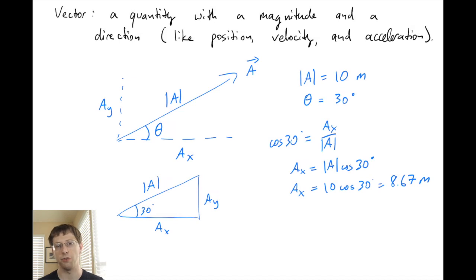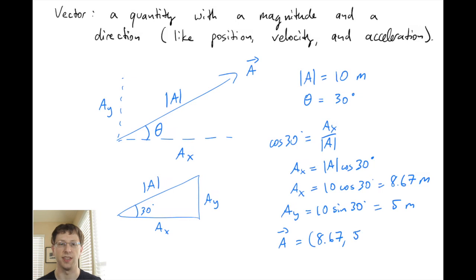We can do the same thing for a_y. a_y will be equal to the magnitude of the vector times sine of 30. And when we calculate that, a_y is approximately 5 meters. The vector A then we can also just write out as its components. That means A is equal to (8.67, 5) meters. So that would be like describing a point on a graph.